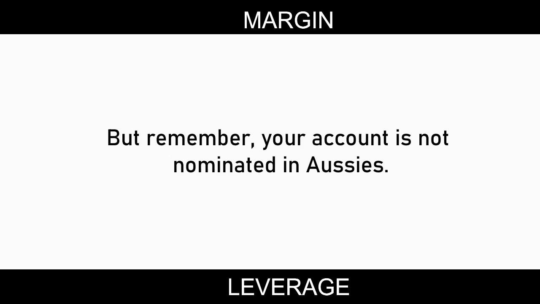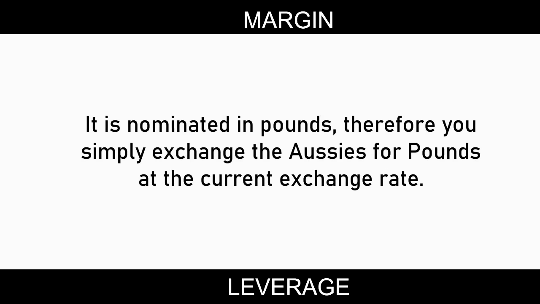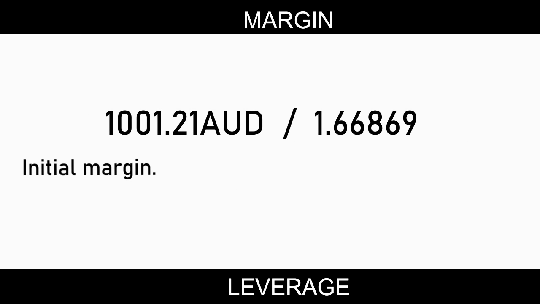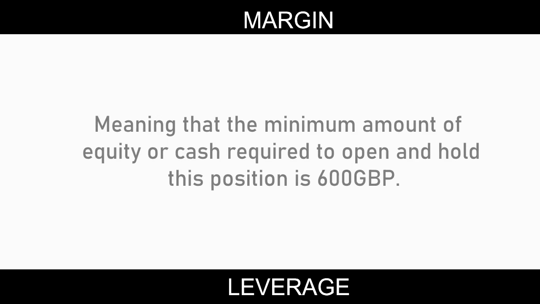But also remember, your account is not nominated in Aussies. It is nominated in pounds. Therefore, you simply exchange the Aussies for pounds at the current exchange rate. And we'll do so by dividing the initial margin by the current exchange rate, which gives us 599 pounds and 99 cents, which we can round off to 600 pounds, meaning the minimum amount of equity or cash required to open and hold this position is 600 pounds.